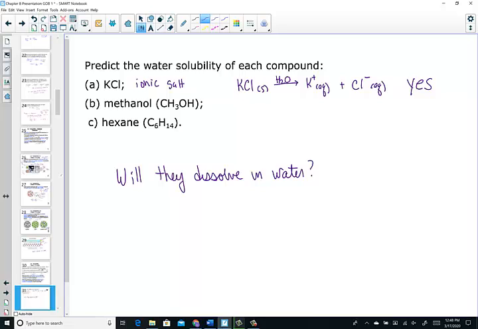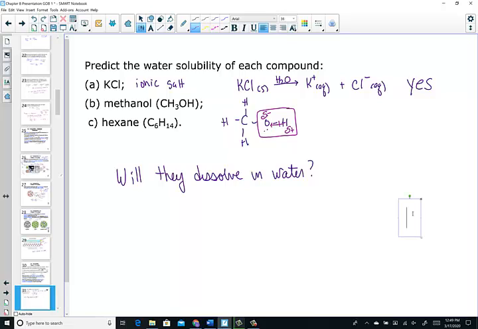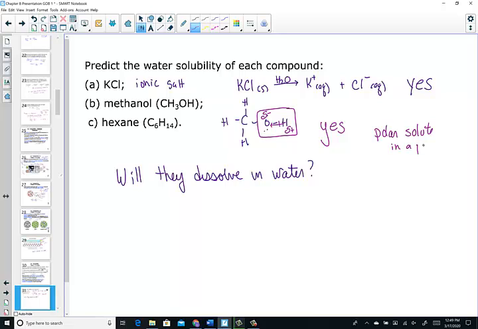Letter B is methanol. And the answer here is, although this is not an ionic compound, it is a polar substance. The polarity of this molecule in this highly charged area, you have a very electron-rich oxygen, making it partial negative, and a partial positive, again, just based on the polarity of the bond and on the structure of the molecule. Likes dissolve likes. And so, yes, this will also be water soluble. Here we had a polar solute, which is the methanol, in a polar solvent, which is the water. And so, yes, likes dissolve likes.